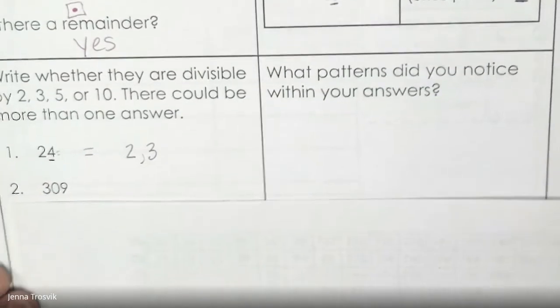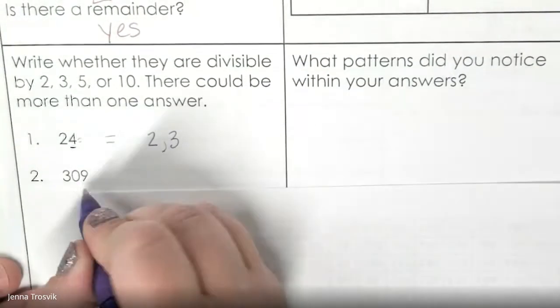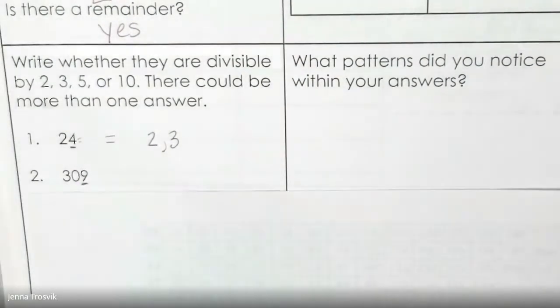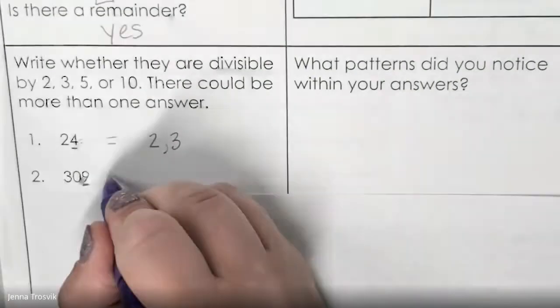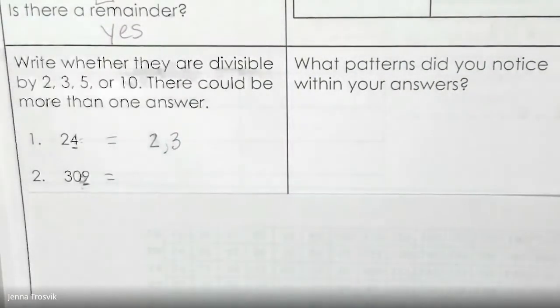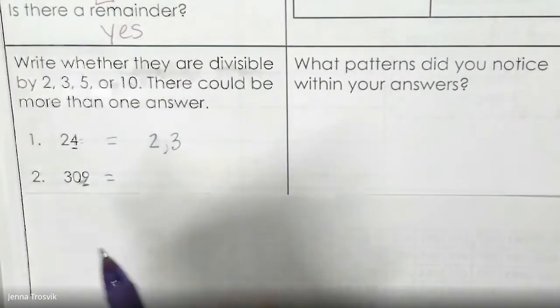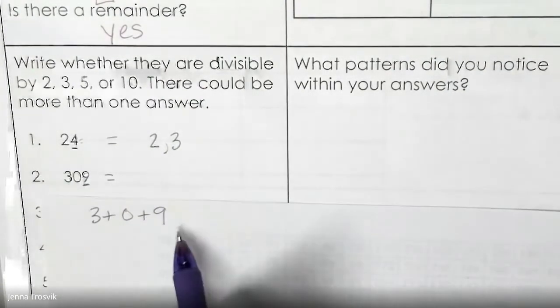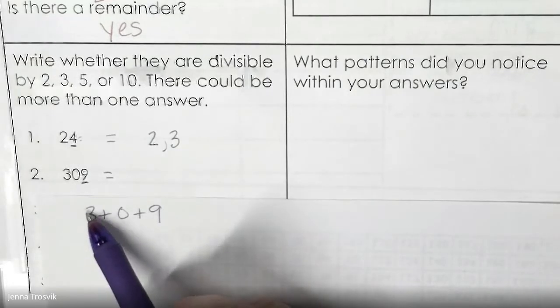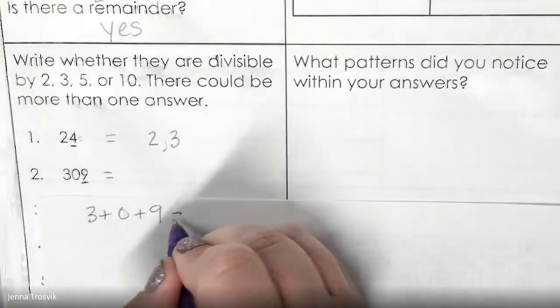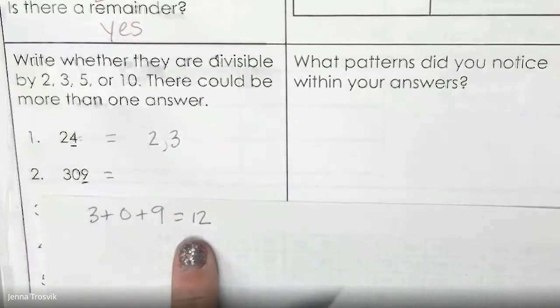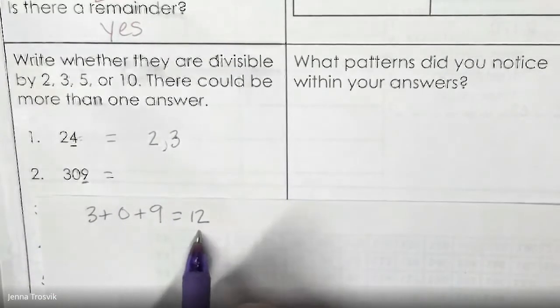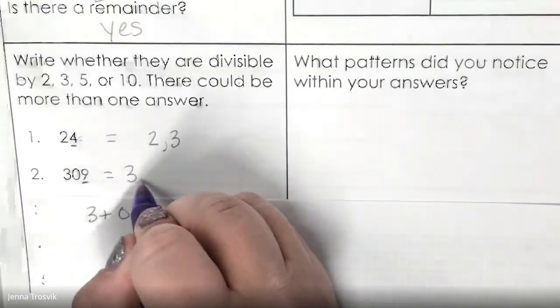I have 309. If I look at the ones place, there is a 9 there. That is not an even number. It is not 0, 2, 4, 6, or 8, so this is not divisible by 2. How about 3? If I take 3 plus 0 plus 9, I would get 9, 10, 11, 12. 12, I know, is a multiple of 3, so therefore 309 is also divisible by 3.